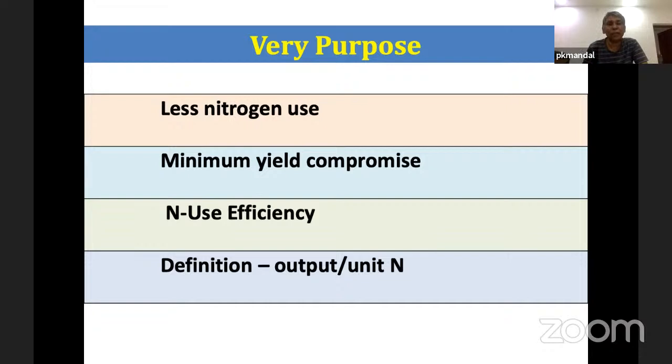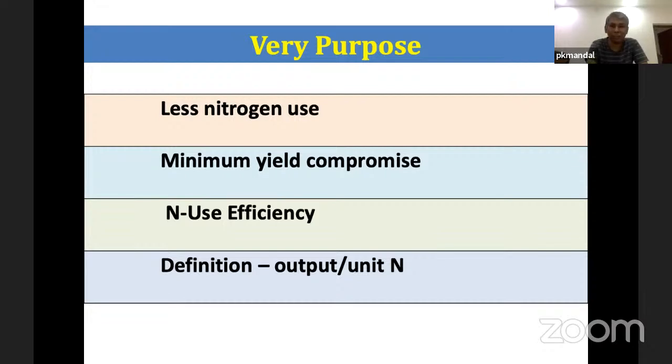But that yield should not be so less that we will not be able to feed the entire population. So when you are talking about reducing the nitrogen, naturally, some amount of yield loss may be there, but it has to be a compromise between the two. You will be reducing the nitrogen in such a way that the yield loss should not be that substantial.